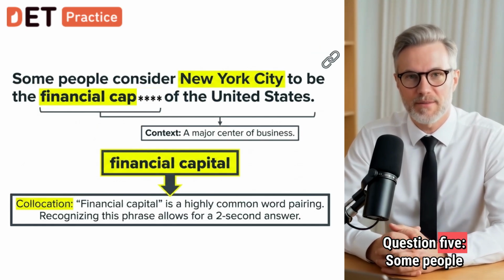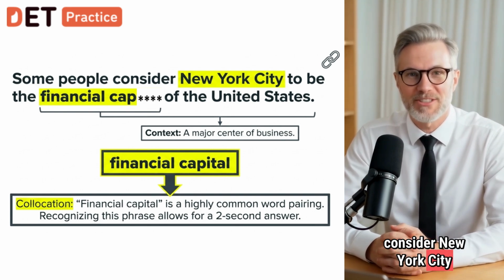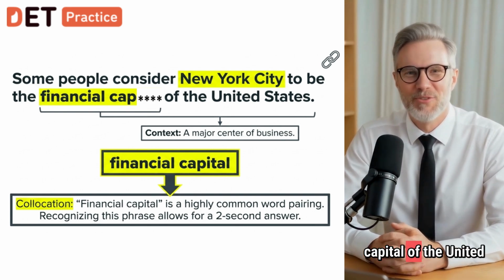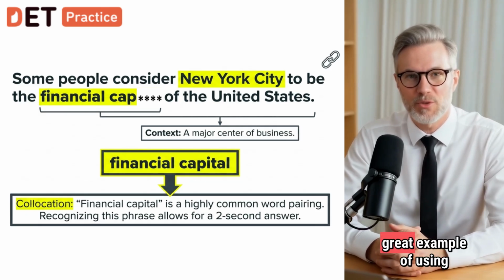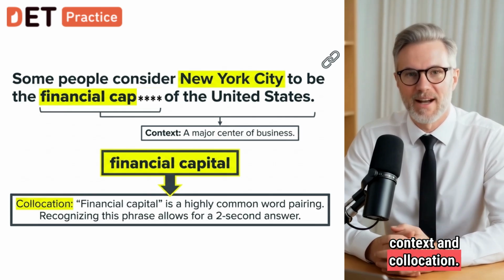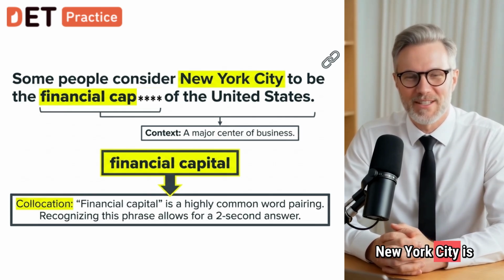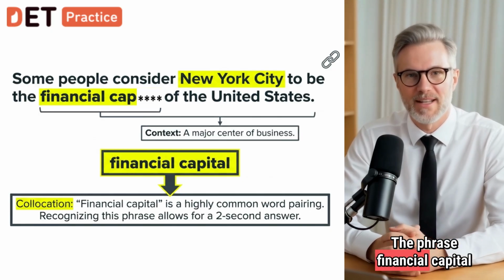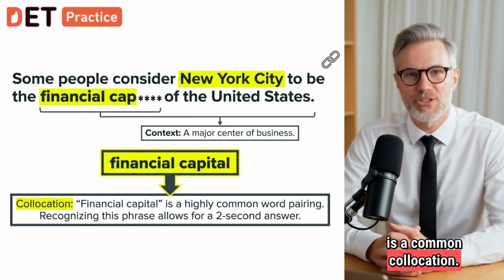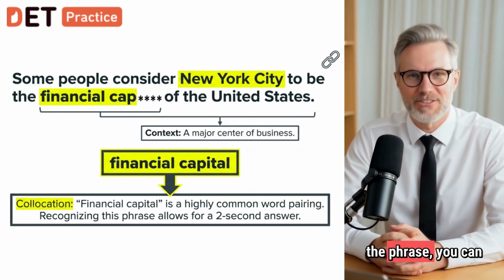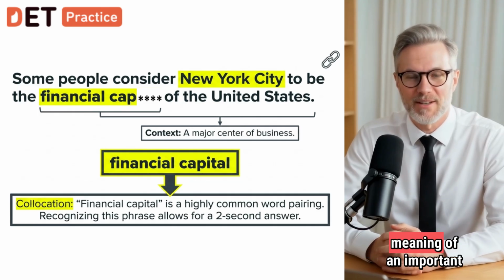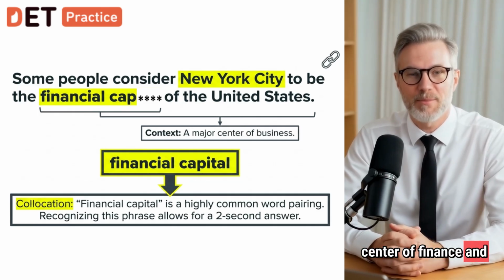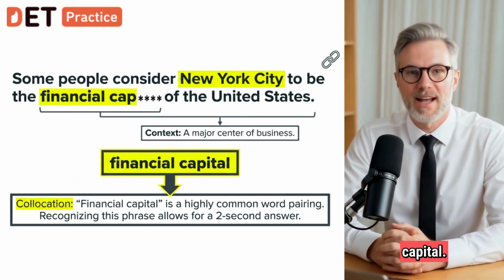Question 5. Some people consider New York City to be the financial capital of the United States. The answer is capital. This one is a great example of using context and collocation. New York City is often described as a major financial capital. The phrase financial capital is a common collocation, so if you recognize the phrase, you can answer very quickly. Also, capital fits the meaning of an important center of finance and business. So the answer is capital.